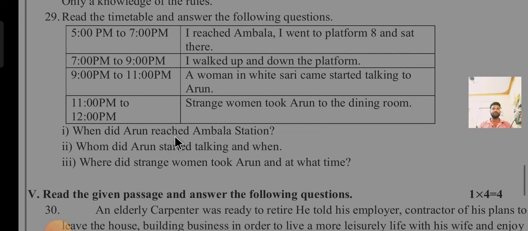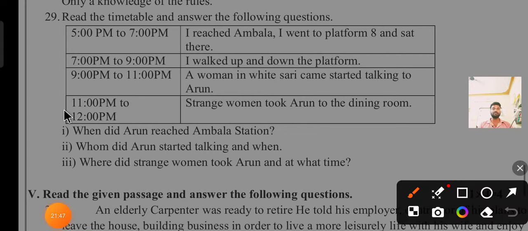When did Arun reach Ambala station? You know what the time is. I reached the Ambala station at 5 p.m. At 5 p.m. Arun reached Ambala station. Whom did Arun start talking to and when did he start talking? A woman on platform number 8, at the time of 9 p.m.